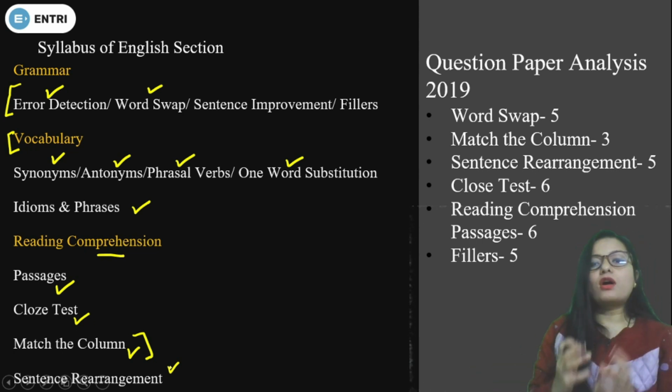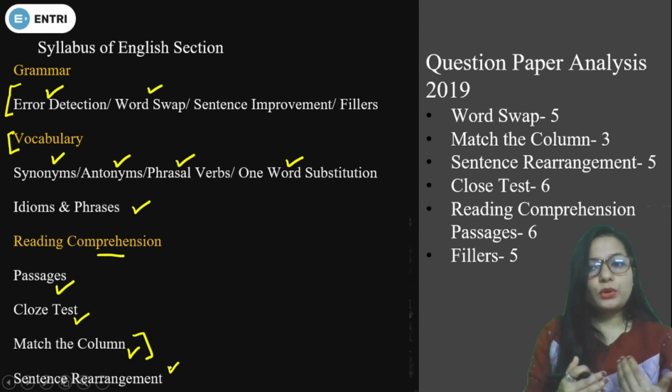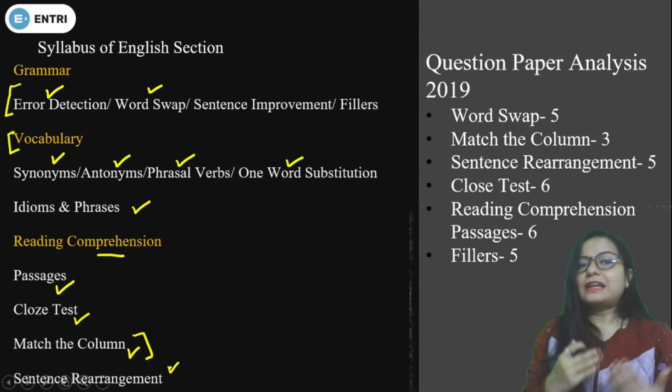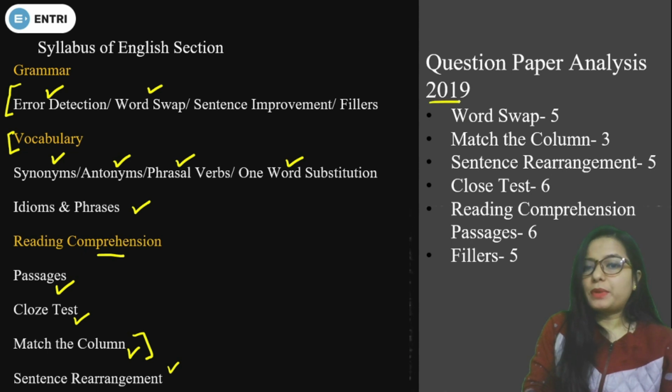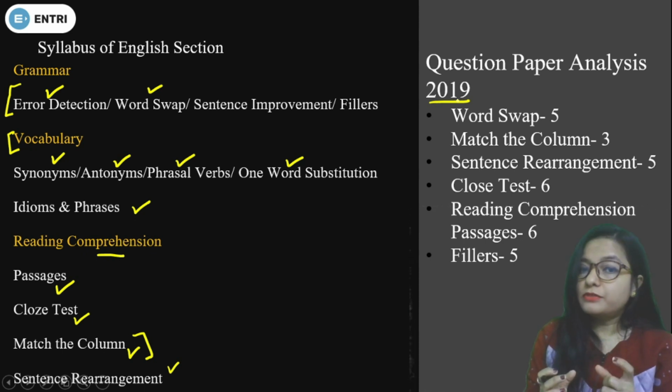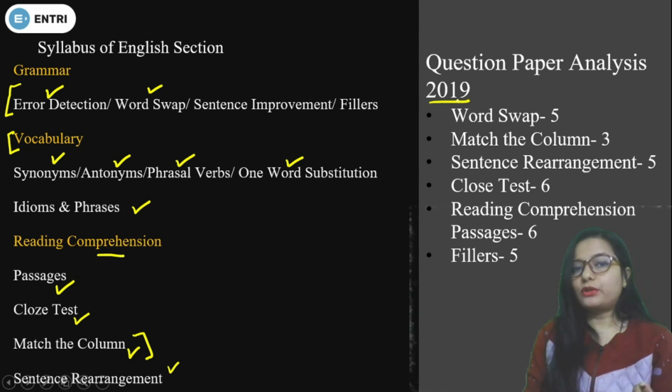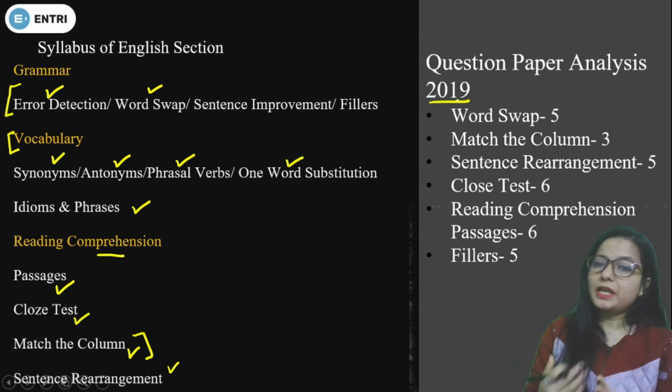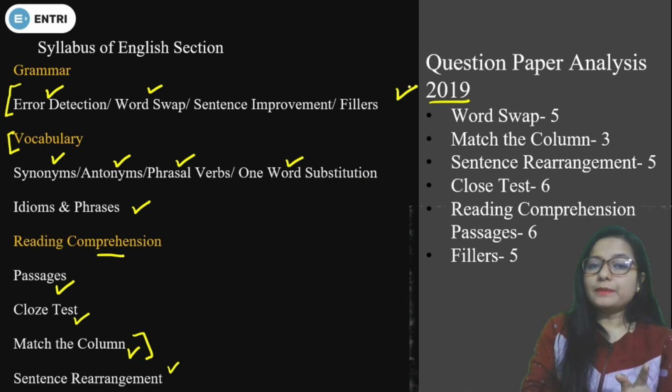Now let's talk about the previous year question paper, or the analysis of the 2019 question paper, so that you can get an idea of what kind of questions and what weightage you will see in your upcoming examination. In 2019, 5 questions were there from the topic word swap. So that is very important.